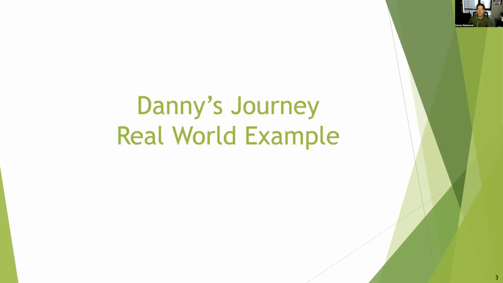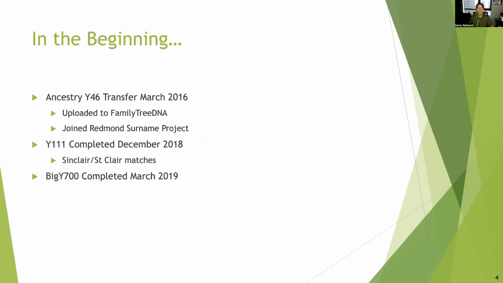So this is, again, my personal journey. Back in March 2016, Ancestry, a lot of folks may not know this, used to do Y-DNA testing. I had taken the Y46 test, and then I uploaded it into Family Tree DNA, and I joined the Redmond surname project. When you do a transfer, it doesn't show your matches, so I didn't have any matches at that point.